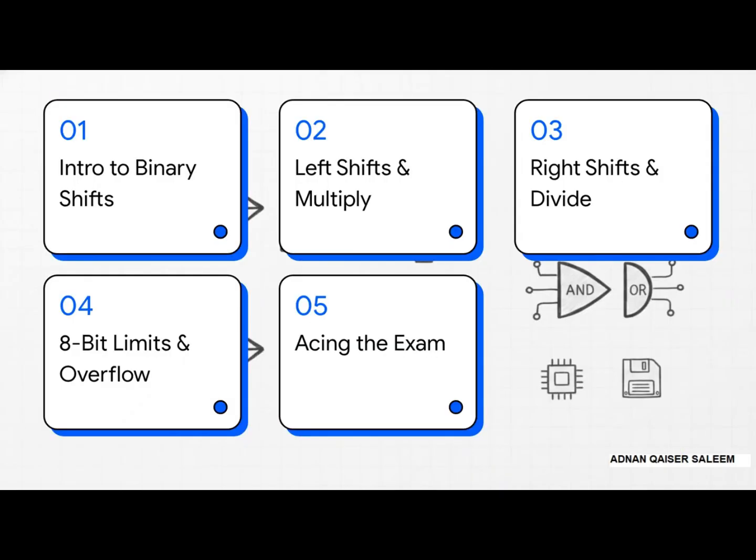Here's the roadmap for this explainer. We're kicking off with an introduction to binary shifts, then moving into left shifts for fast multiplication, right shifts for fast division, what happens with 8-bit limits and overflow, and wrapping up with how to ace those exam questions.